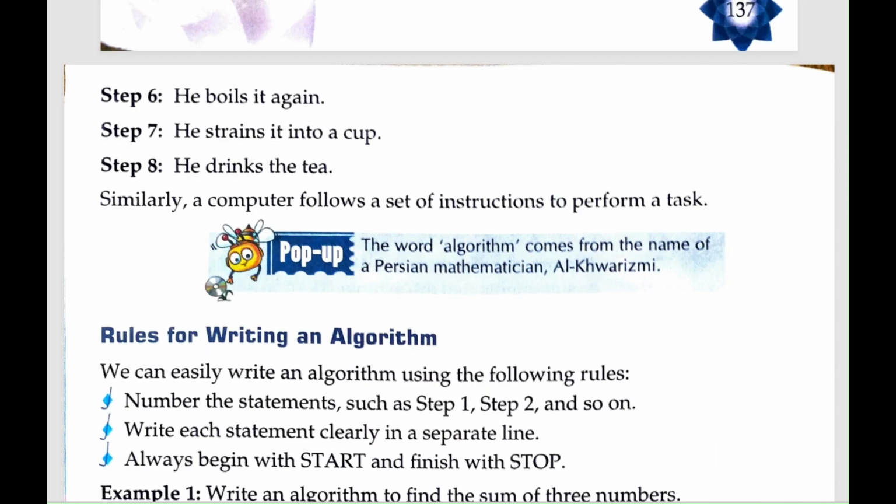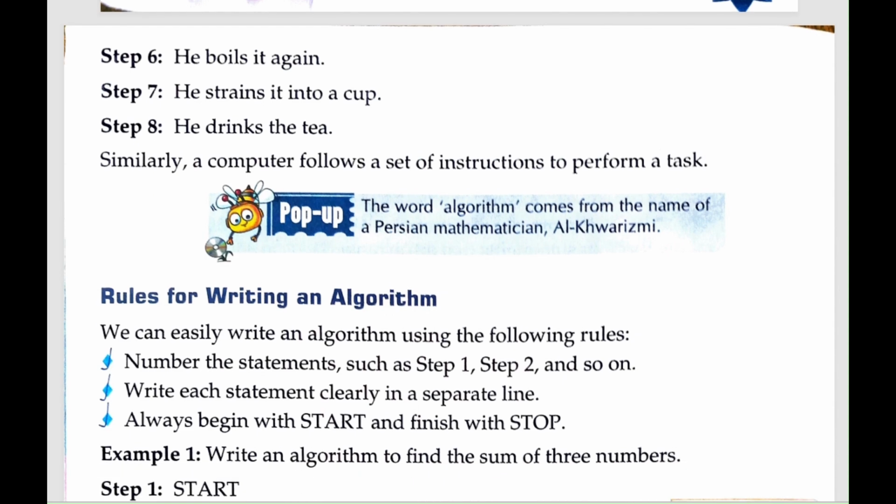And next one, the rules of algorithm. You need to learn these rules also. A question can come in the exam that write any 2 rules or 3 rules for writing an algorithm. Number the statements such as step 1, step 2, and so on. Write each statement clearly in a separate line. Always begin with start and finish with stop.